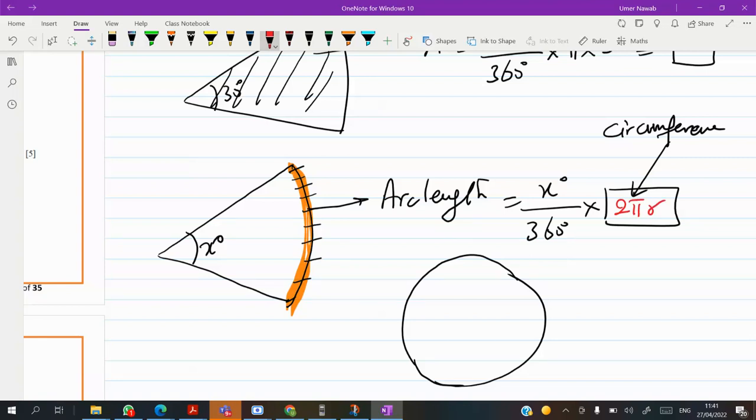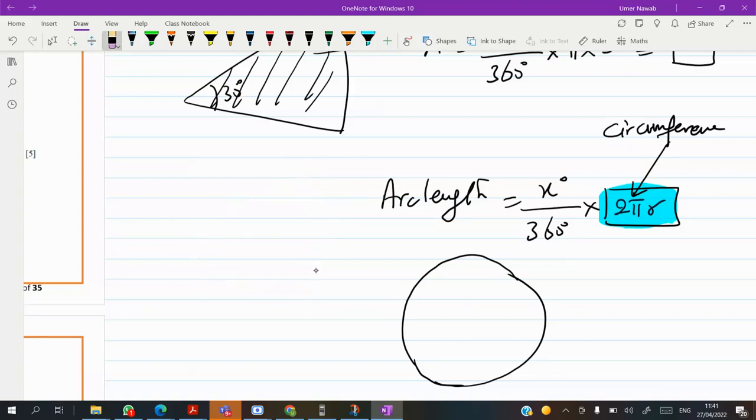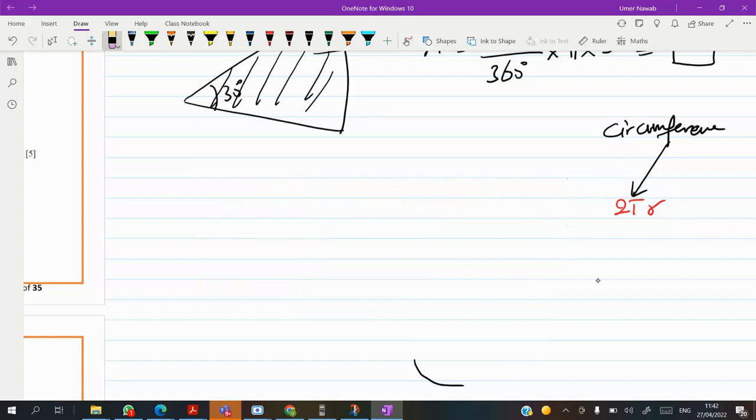So you saw, guys, in the area of a sector, we multiplied the ratio of x to 360 with pi r squared, but in the case of arc length, we multiplied with 2 pi r. So we talked about arc length and the area of a sector.